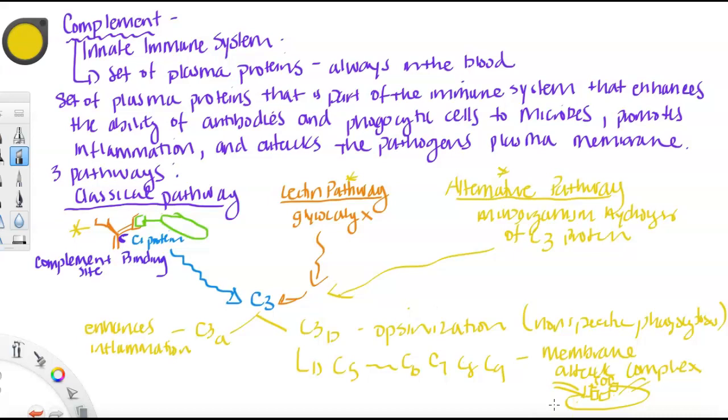So that is complement. Complement is just a set of plasma proteins. Okay. So try to go through that. As I said, don't get hung up on the pathways. Just understand that this cascade of reactions can start in three different ways. Okay, this is the main one that it happens is through an antibody.